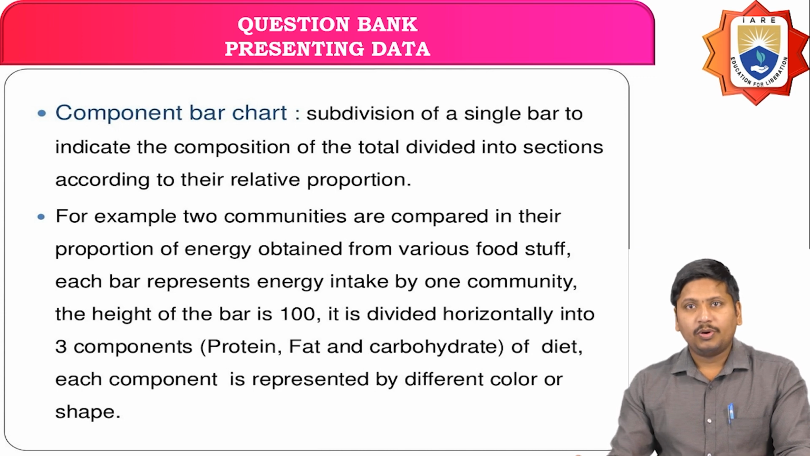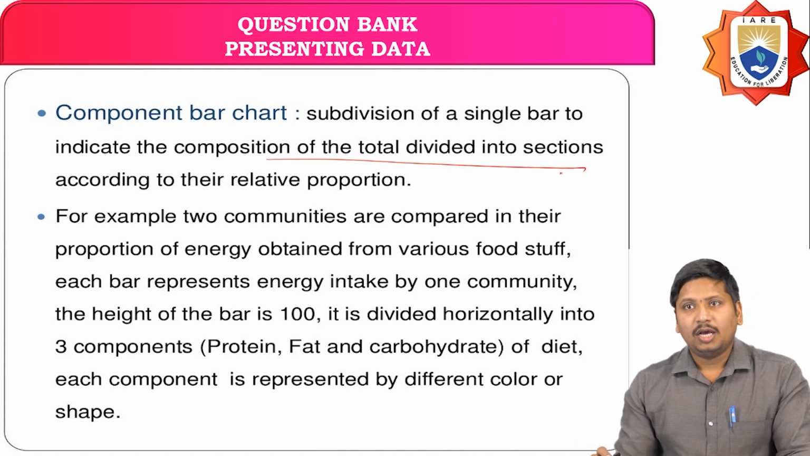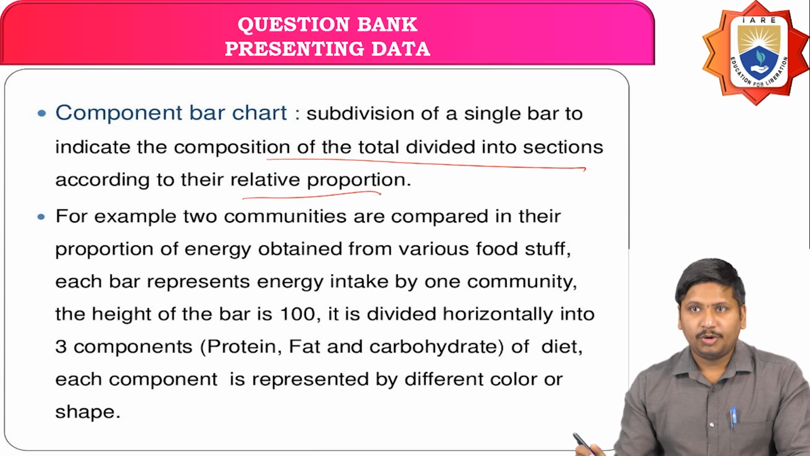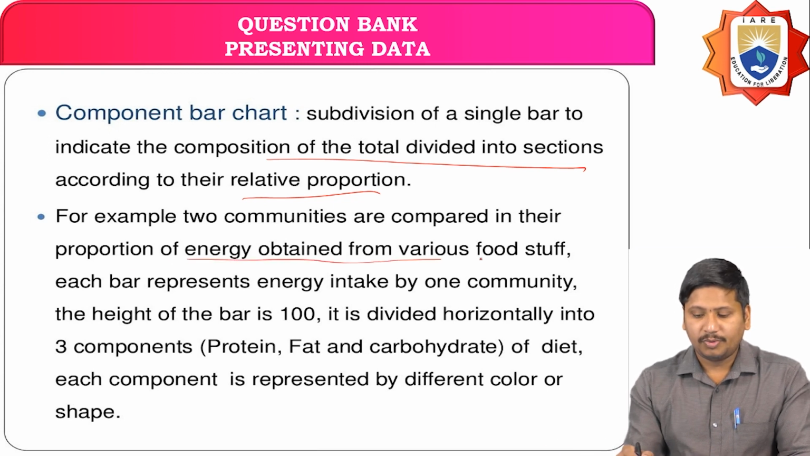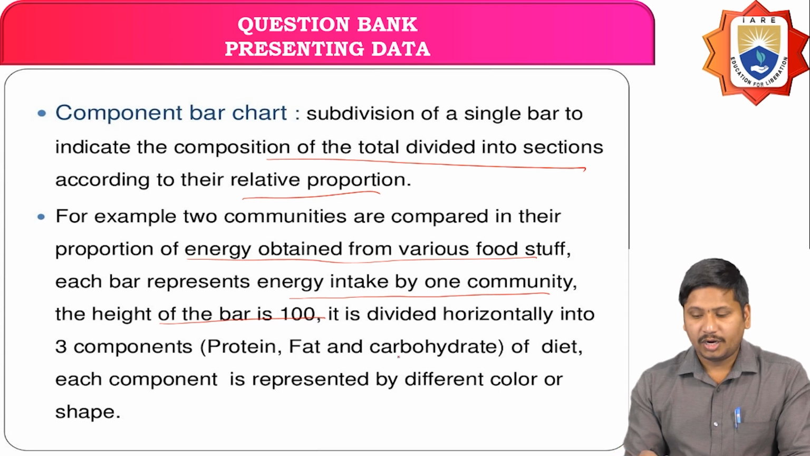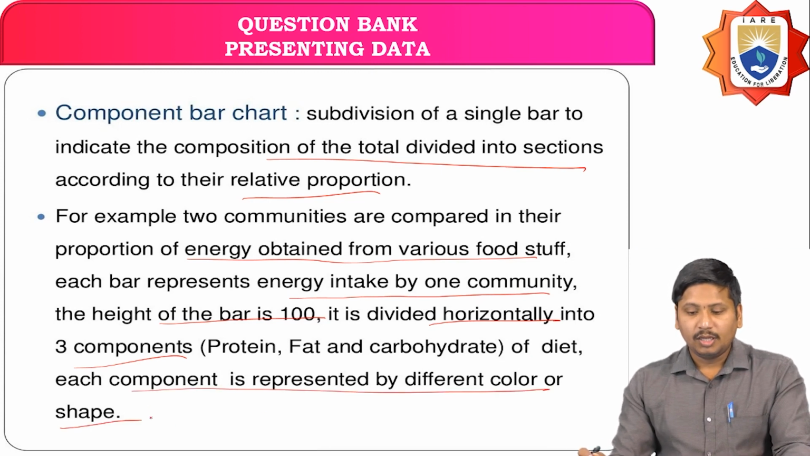Our next one is the compound bar chart diagram. The subdivision of the single bar indicates the composition of a total divided into sections according to their relative proportion. For example, if two communities are compared in proportion of energy obtained from various foodstuffs, each bar represents the energy intake of one community. The height of the bar is 100 and it is divided horizontally into three components: protein, fat and carbohydrates, each represented by a different color. This is the way of presenting a compound bar chart.